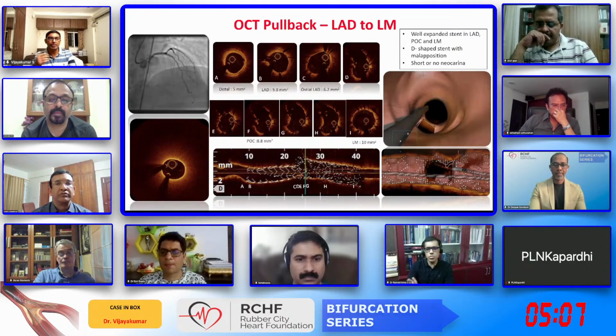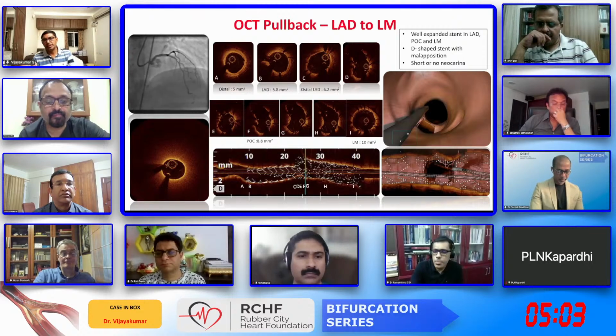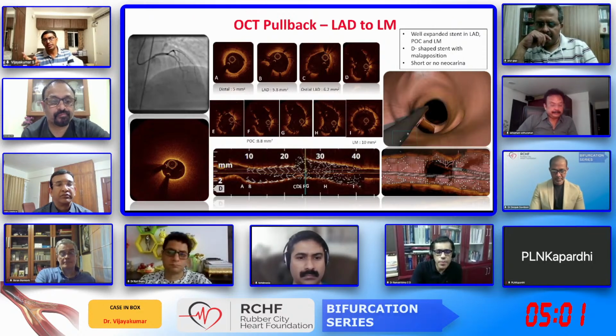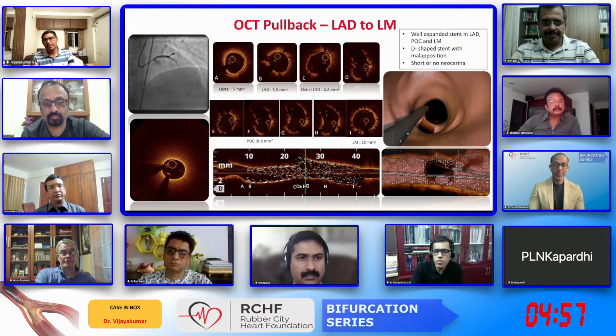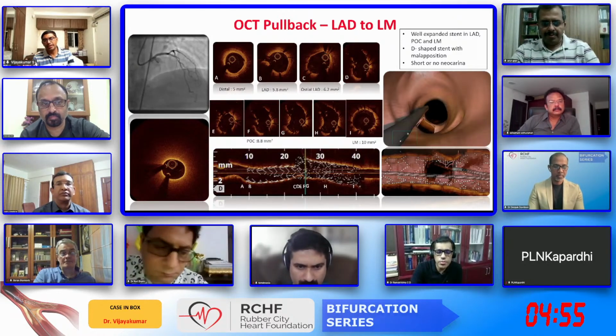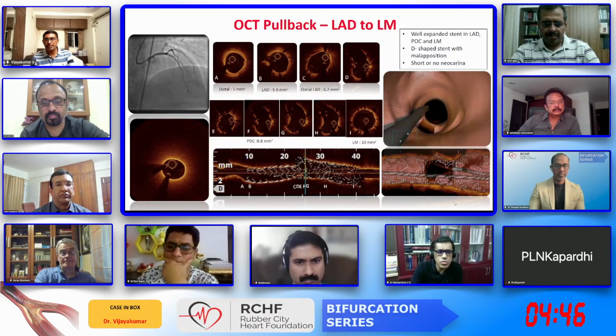And what we wanted, a few things. One is coverage of the side branch ostium that was achieved, with reasonable or good expansion of side branch coverage, and not much of a neocarina here, and a well expanded left main to LAD and L6 part of the stent, and the overlap is about 4 to 5 millimeter here. Any comments on this OCT?